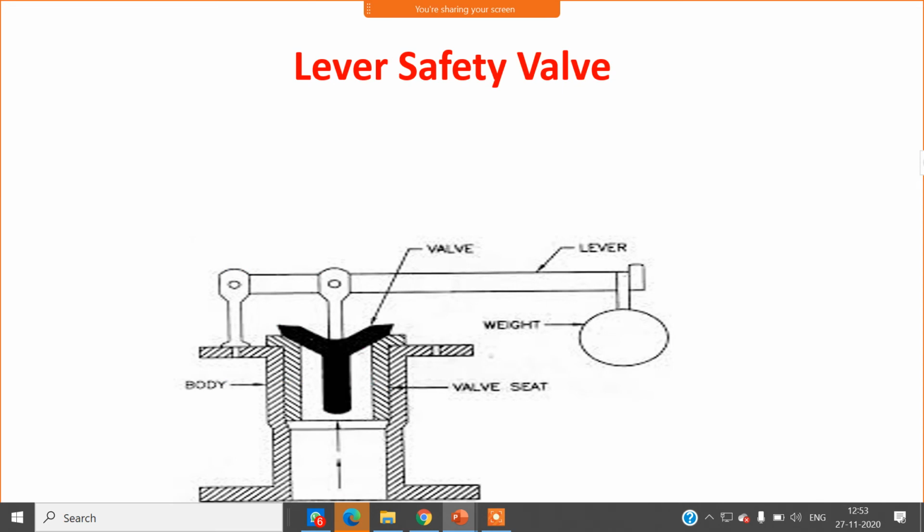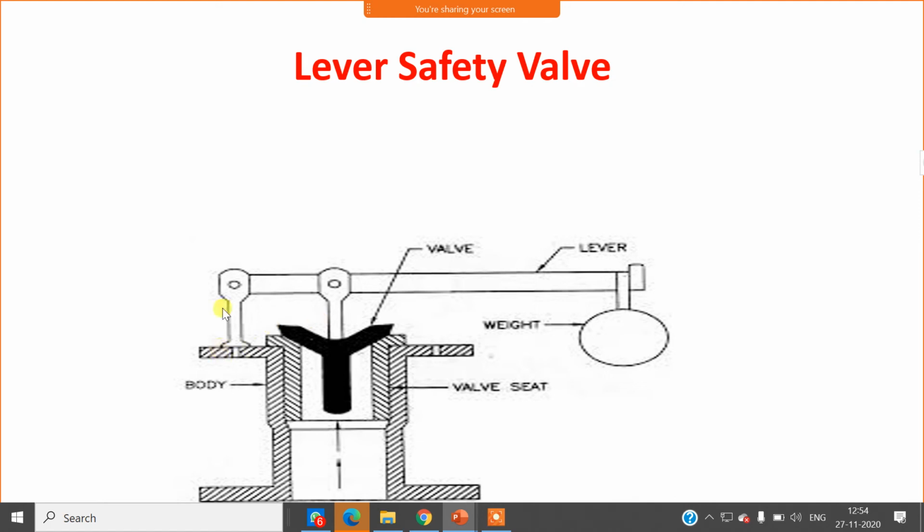Let's understand the lever safety valve. The lever safety valve, like all types of safety valve, is directly mounted on the boiler chest. Now the lever safety valve consists of a flange and a lower body. This is the body of a lever safety valve. This is a flange. The flange is mounted on the boiler chest.